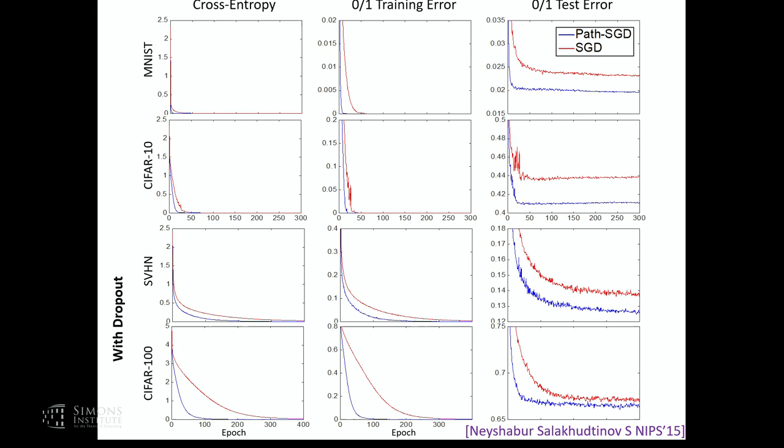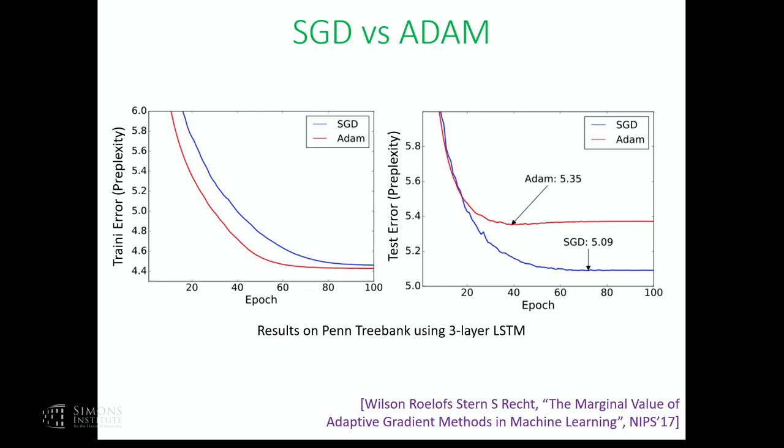Another comparison is, again, a blue algorithm and a red algorithm. In this case, the blue algorithm is stochastic gradient descent, and the red algorithm is ADAM. It's stochastic gradient descent with momentum and adaptive per coordinate step sizes. It doesn't really matter. Just think of it as a red algorithm and a blue algorithm.